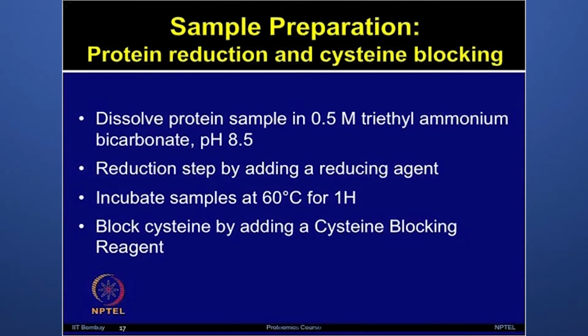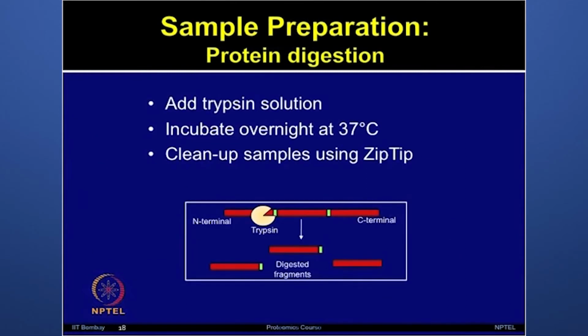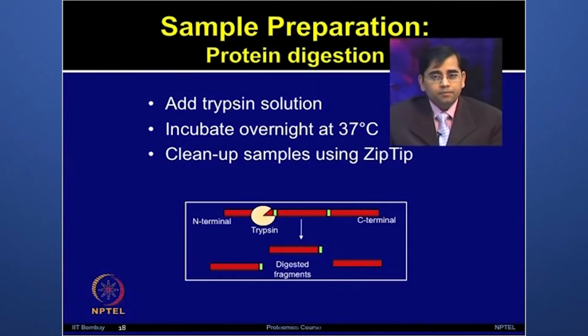After that, add a cysteine blocking reagent so that cysteine residues can be blocked. Once reduction and cysteine blocking are done, protein digestion can be performed. Add trypsin solution and incubate overnight at 37 degrees, so that the proteins can be digested into peptides. You may have discussed this briefly in the previous module when we talked about in-gel digestion for gel-based proteomics. Similar concepts are applied here, but this one is in-solution digestion.